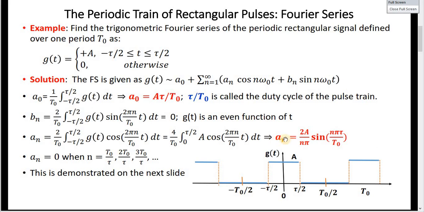Turns out that this coefficient a sub n will be 0 for specific values of the integer n. A sub n equal to 0 whenever the argument of the sine function is an integer multiple of pi. And this occurs when n equal t0 over tau, or n equal 2 t0 over tau, or n equal 3 t0 over tau, and so on. On the next slide, we will take an example that demonstrates the situation where a sub n becomes 0.